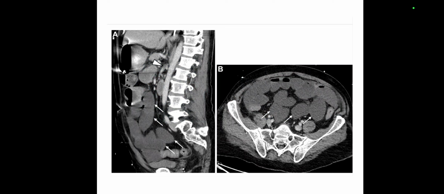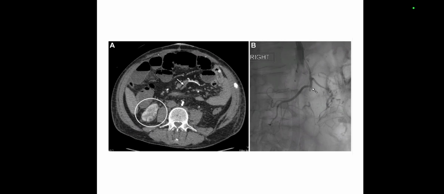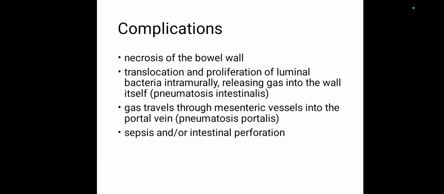We can see the thrombus in the filling defect in the proximal part of the SMA. Here this is the embolic cause. We are getting infarct in the right kidney, and in the mid or distal segment of the SMA there is filling defect. What are the complications it can cause?